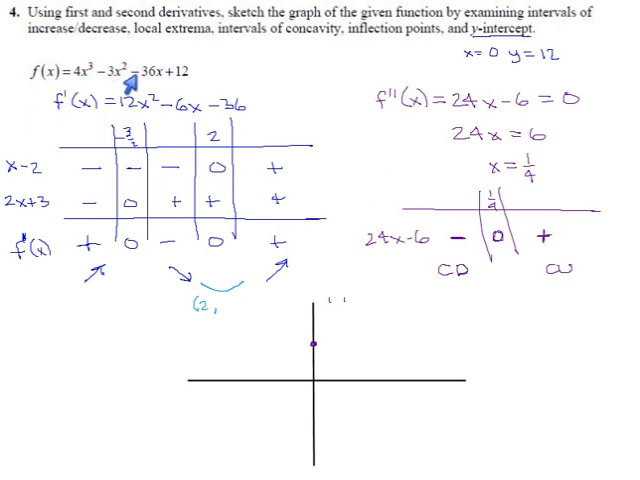We go back here to get a y coordinate, and it's going to be 8 times 4 is 32, minus 4 times 3 is 12, minus 36 times 2, plus 12. The minus 12 and plus 12 cancel, so we just get 32 minus 72, which is minus 40. So 2 comma minus 40 is our local minimum. And we have a local max over here at minus 3 over 2.